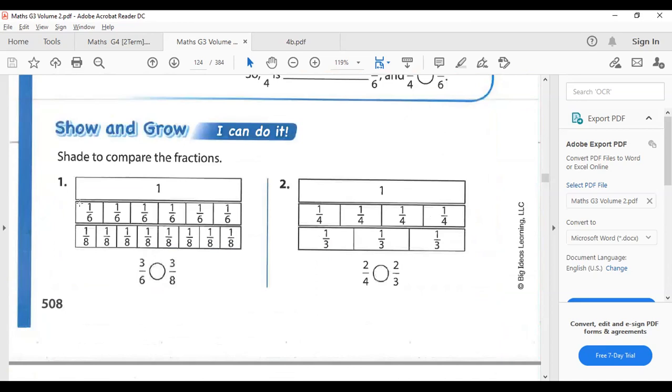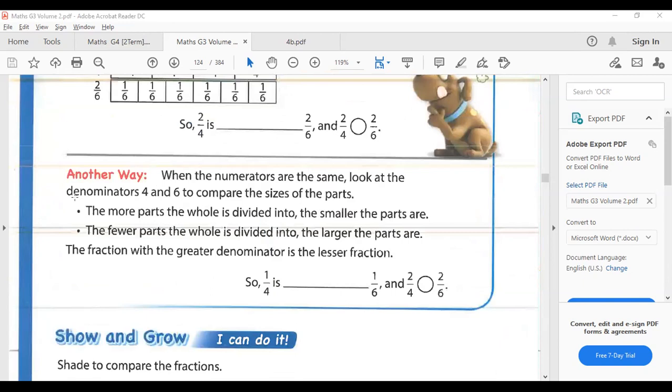This will be easier than dividing and using diagrams and using models. Here we're gonna answer directly without any diagram or any model. So if you have two fractions having the same numerator, look at the denominators and compare the sizes of parts. Down is the number that you are dividing by, the number of equal parts.